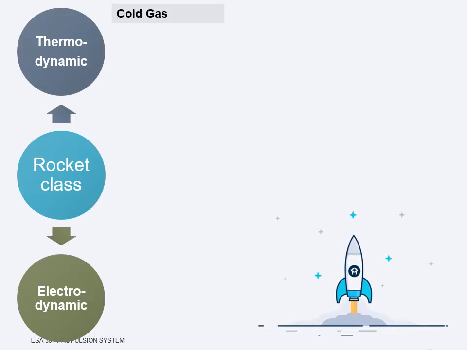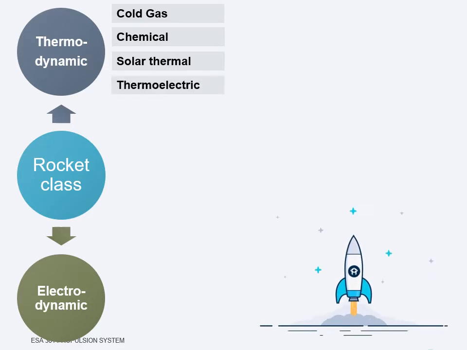Cold gas propulsion uses mechanical energy of a gas stored under pressure. Chemical propulsion relies on chemical energy from catalytic decomposition or combustion of propellant to produce heat. Solar thermal uses concentrated solar energy to produce heat. Thermoelectric uses the heat produced from electrical resistance. And nuclear thermal uses the heat from a nuclear reaction.